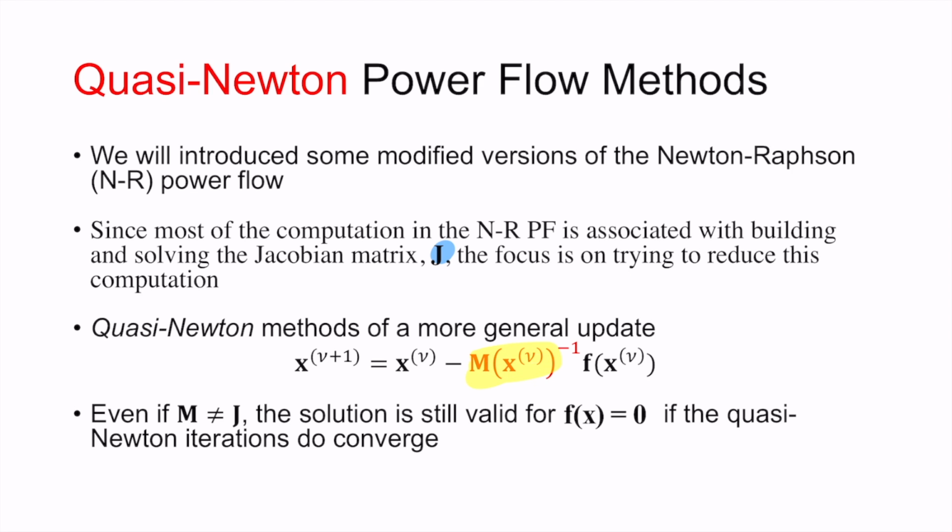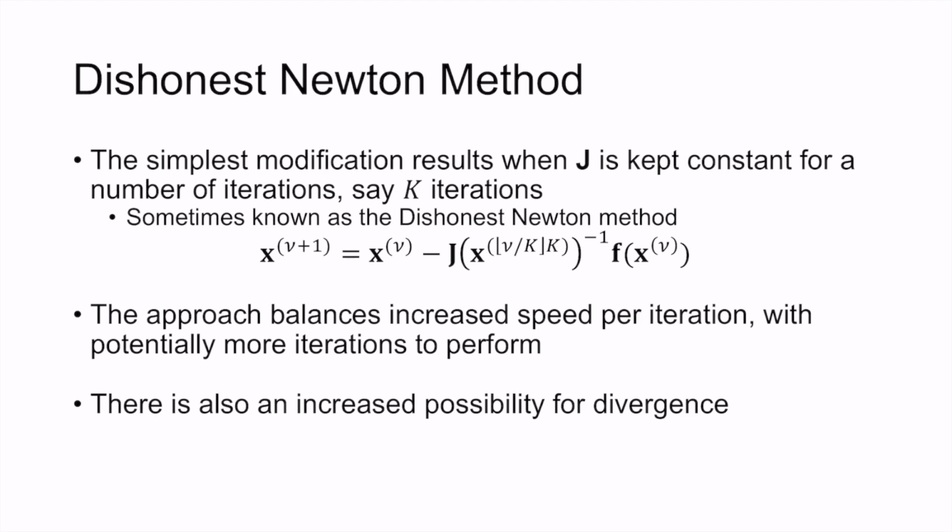This is a matrix which is evaluated at this particular iteration. In general, this matrix has the size of the Jacobian, of course, but is not necessarily the Jacobian. So what can we replace in that to have relatively good performance of these Newton-Raphson methods? Well, the first idea is what is called dishonest Newton methods.